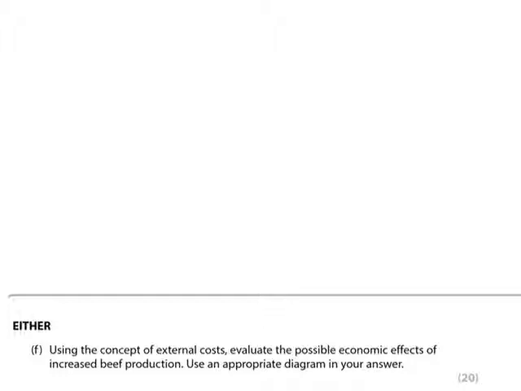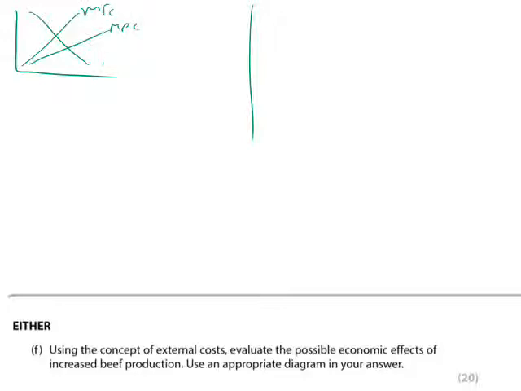Okay, so if it was this question, using the concept of external costs, what we want is at least the negative externality diagram very early on. Marginal social cost, marginal private cost, marginal social benefit equals marginal private benefit. Output, costs and benefits, if we're being 100% accurate.